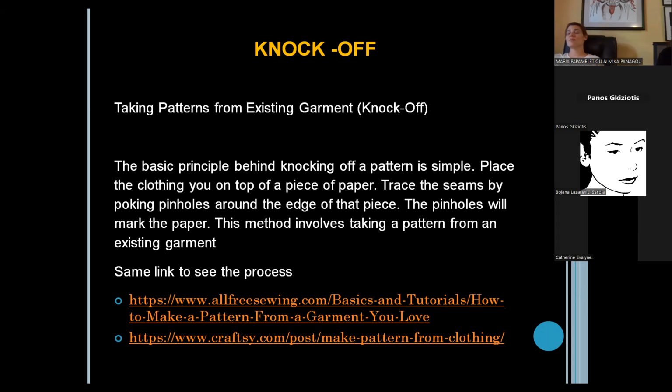I have a link to see the process in an easy way. We'll see the link here. It simply starts with placing the clothing on top of a piece of paper and tracing the seam by poking pinholes or with a tracing wheel. The pinhole will mark the paper, and then you take the pattern from the existing garment.